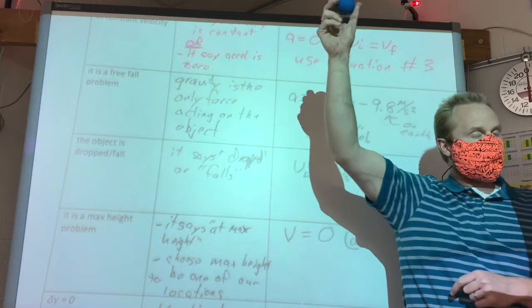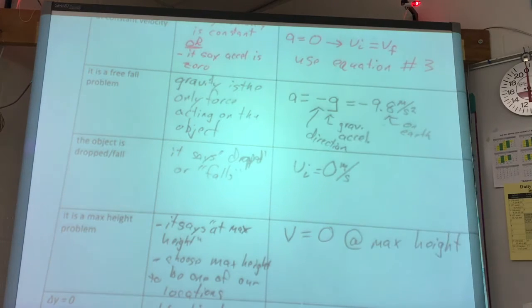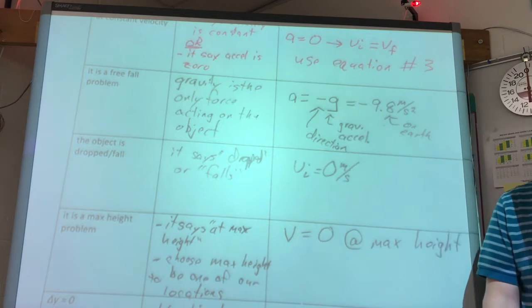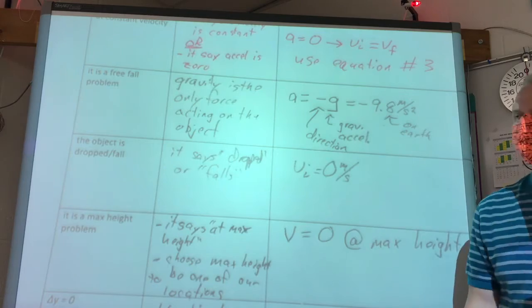Okay, at max height, gravity's still acting on it. It's still the only force acting on it. At max height, the acceleration due to gravity is still negative 9.8 meters per second squared on Earth. And that's a very common mistake that people make when they take a multiple choice test question and they say, what is the acceleration of a ball at maximum height? And they'll say 0, because the velocity is 0.